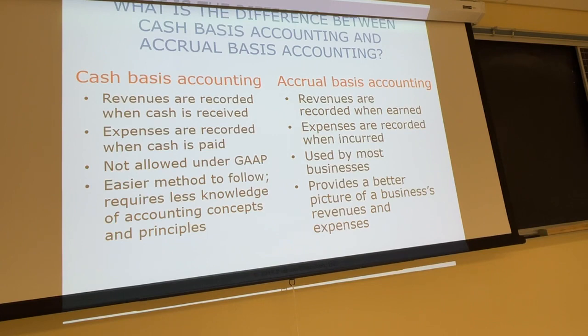basis. If a business uses the cash basis of accounting, then revenues are recorded when cash is received, and expenses are recorded when cash is paid. If they use the accrual basis, then revenues are recorded when they are earned, and expenses are recorded when they are incurred. It's not real obvious what we mean by that, but that will be, I think, clearer when we look at the examples that are given on the next couple of slides.